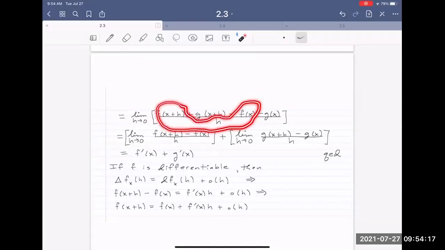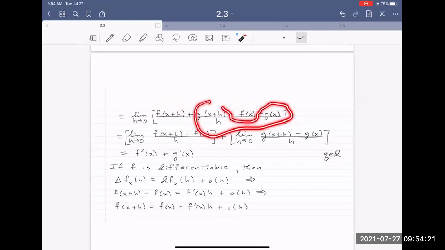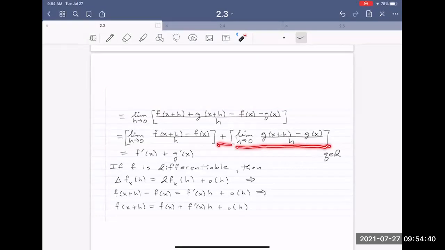well, let's group this and group this together. Then this is equal to the limit as h approaches 0 of f(x + h) minus f(x) all divided by h, plus the limit as h approaches 0 of g(x + h) minus g(x) all divided by h.